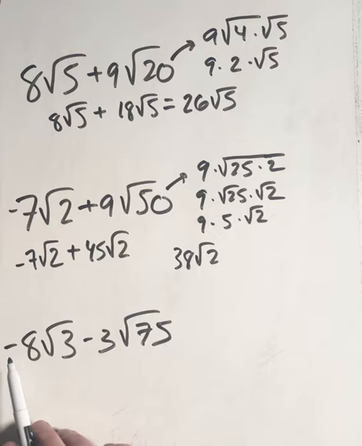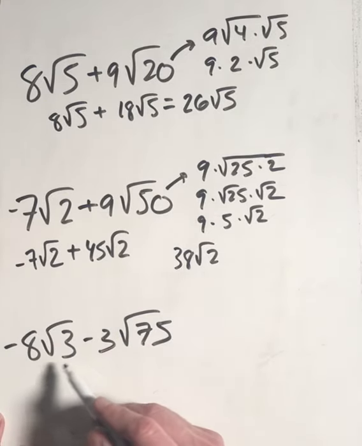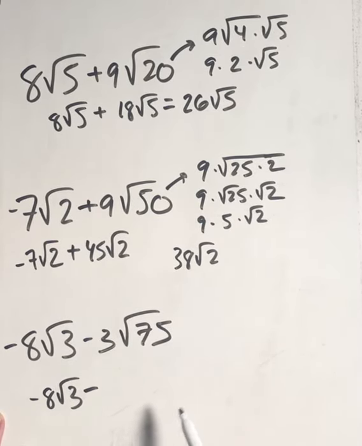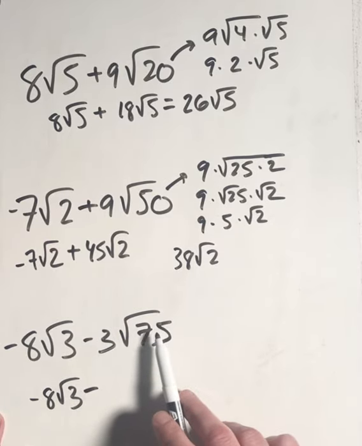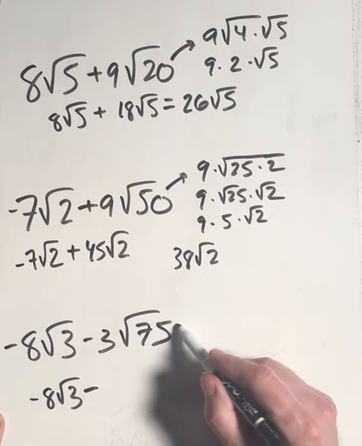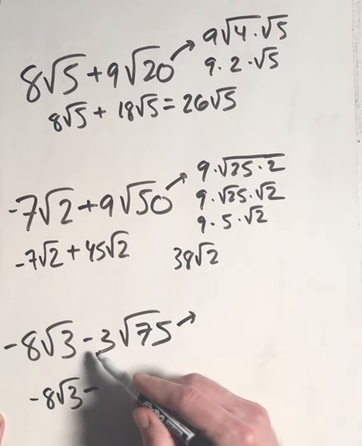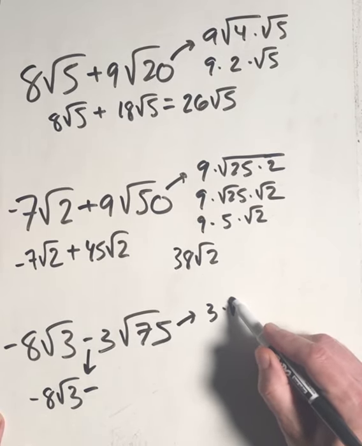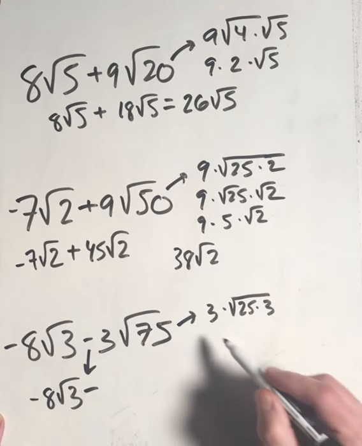Now, for this one, negative 8 times the square root of 3 minus 3 times the square root of 75. Well, the square root of 3 is already a simplified radical, so I'm looking to find a factor of 3 in 75 so that I can then simplify that way. I already have the minus sign written here. I already brought that down, so I'm just going to look at 3 times, and instead of the square root of 75, I'm going to write that as the square root of 25 times 3.